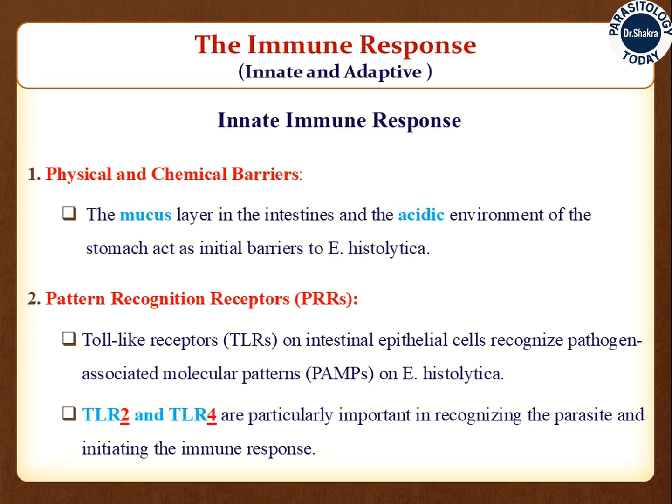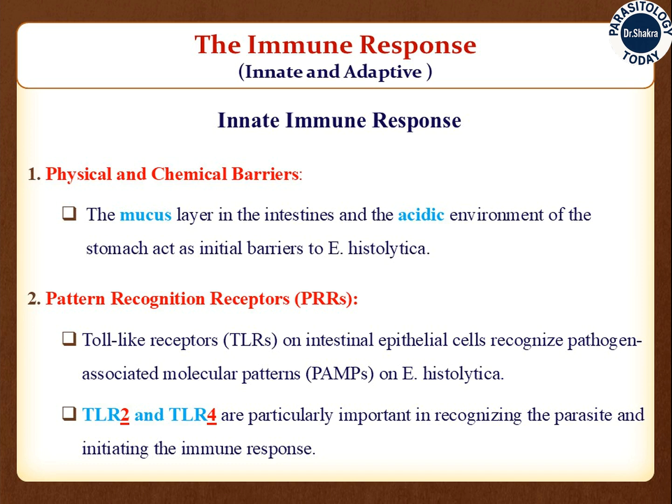The immune response to Entamoeba histolytica involves both innate and adaptive immunity to control infection and prevent tissue damage. 1. Innate immunity. Physical and chemical barriers. The mucus layer in the intestines and the acidic environment of the stomach serve as the first line of defense against Entamoeba histolytica.